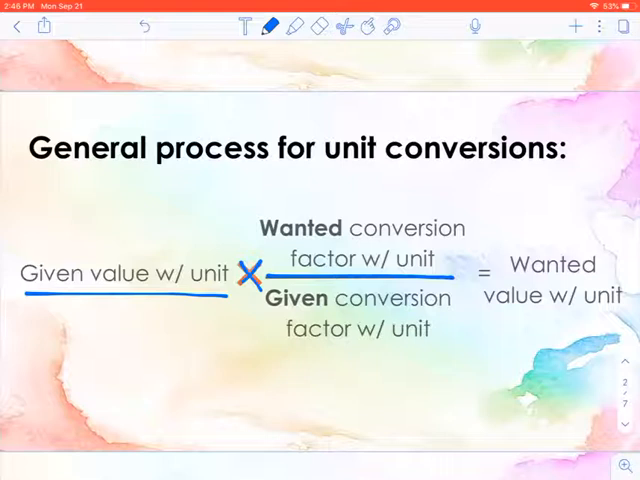The wanted, it's the thing that you want to convert to, so the unit that you're trying to get to, that one goes on top. And then the given unit in the conversion factor goes on the bottom. And the reason we put it on the bottom is so it cancels out.